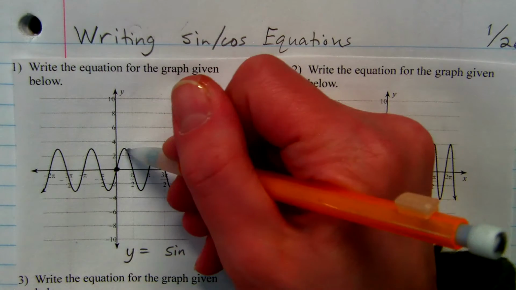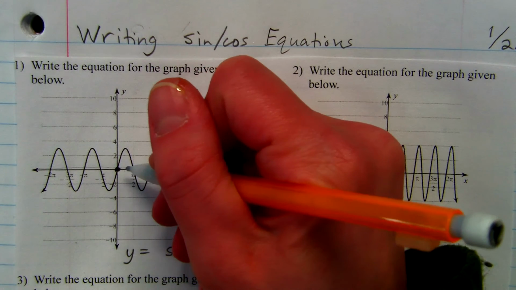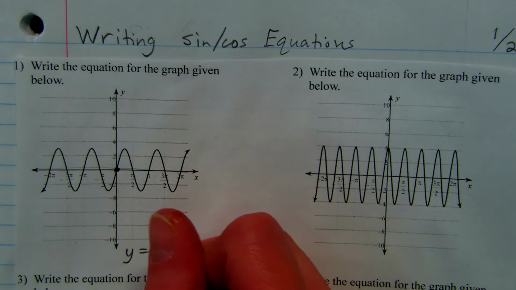All right, so then if we are going to figure out what goes in front of sine, we've got to find the amplitude. So the x-axis is here. Amplitude is? 3. 3, good job. So I'm going to put 3 here.